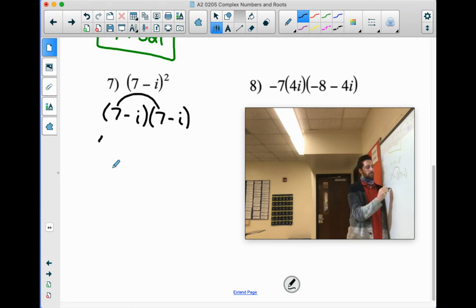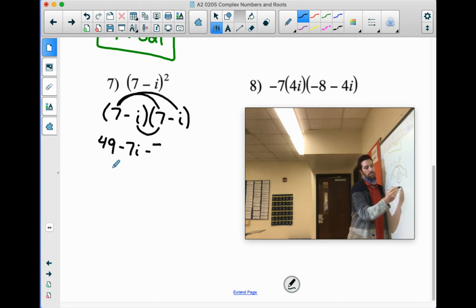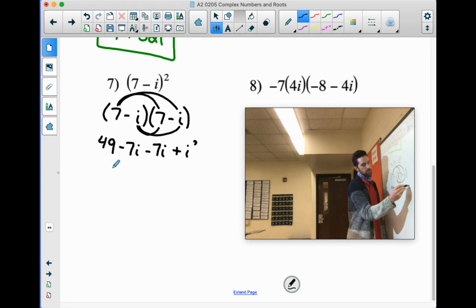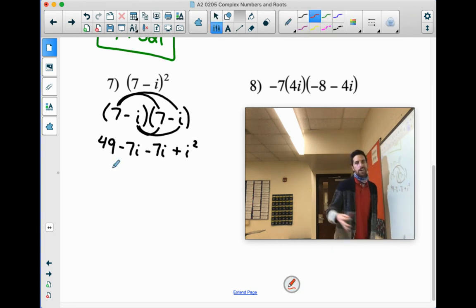7 times 7, 49. Outside, 7 times -i is -7i. Inside, we have -i times 7. That's another -7i. And then we have -i times -i. Negative times negative is positive i times i, which is i squared. Now, what do we know i squared is? -1. So we're going to just change that to -1 back there.